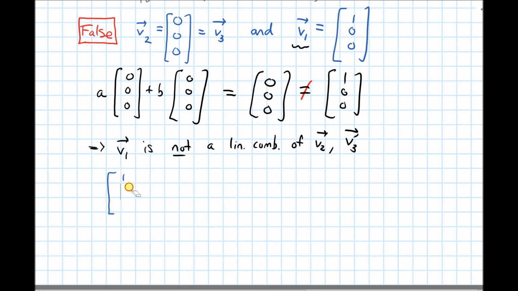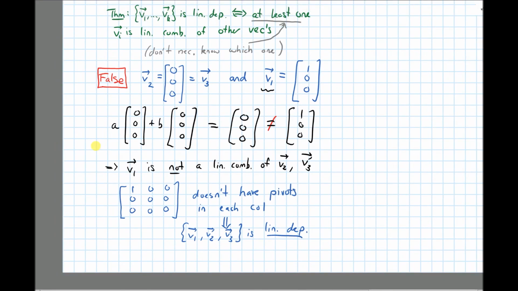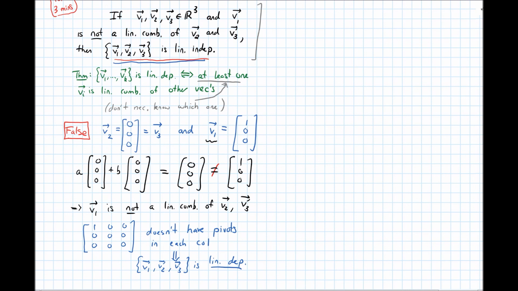So v1 is 1, 0, 0, and the other two vectors are just all zeros. That's the matrix where I've put all the vectors in as columns. This matrix doesn't have pivots in each column. And as a result, that means that the column vectors, v1, v2, and v3, that set of vectors is linearly dependent. And that's what I needed to show to finish this statement off, to show that it is false. I have shown that the conclusion is false. So we've come up with a situation where the given portion of the statement holds, but the conclusion does not, and that shows that this is false.